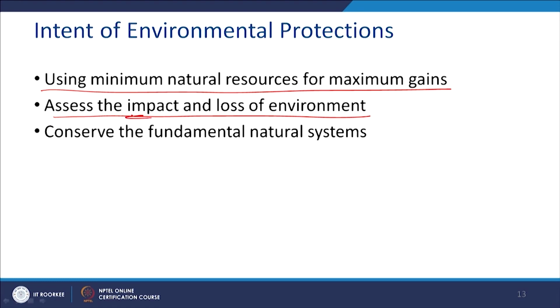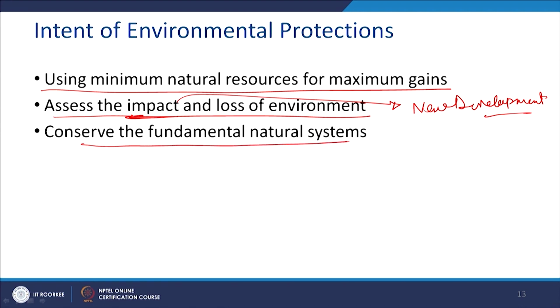When we say impact here, it is impact for the new development, and we must conserve the fundamental natural systems.